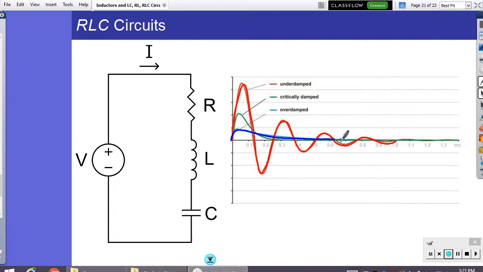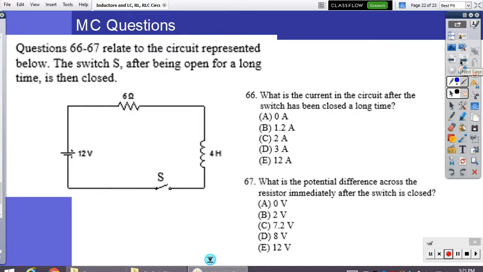It's not going to really bounce back and forth. It'll just kind of go and stop moving. They don't expect you to know how to do these mathematically, but they may expect you to know that if we stick a resistor in an LC circuit, it'll decay over time. So let's take a look at one example.